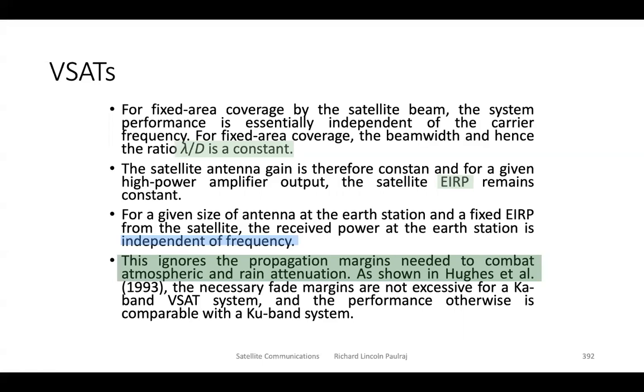The necessary fade margins are not excessive for K band VSAT systems, and the performance otherwise is comparable with KU band. So there's another band called K band. Okay. I want you to refer to my notes. I have mentioned previously what regions or what frequencies they fall in.